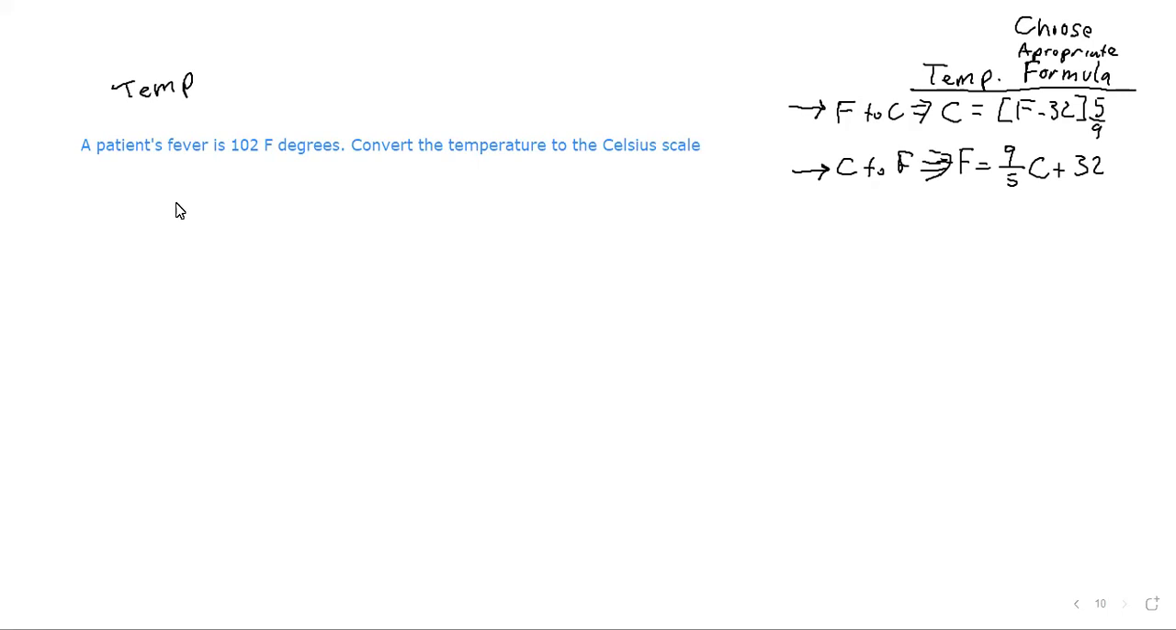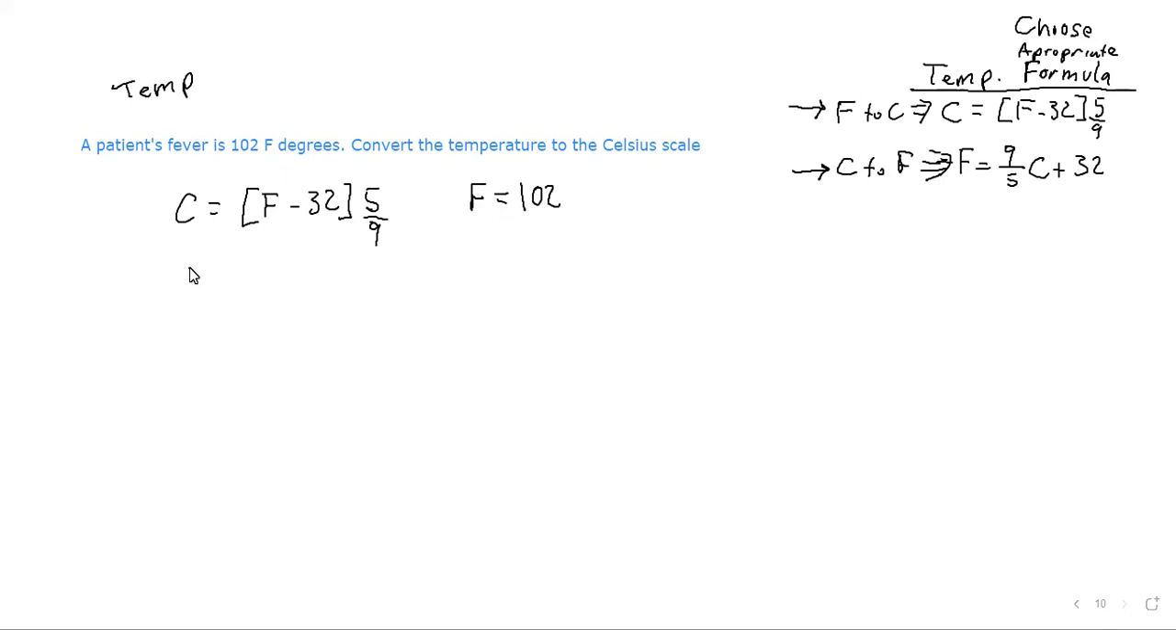So we have C equals, C is for Celsius temperature, F, which is representing Fahrenheit, minus 32, right? Then multiply that by 5 and divide it by 9. All right, so now all we need to do is plug in our value for Fahrenheit temperature. So what did they give us in the word problem? They said F equals 102 degrees.